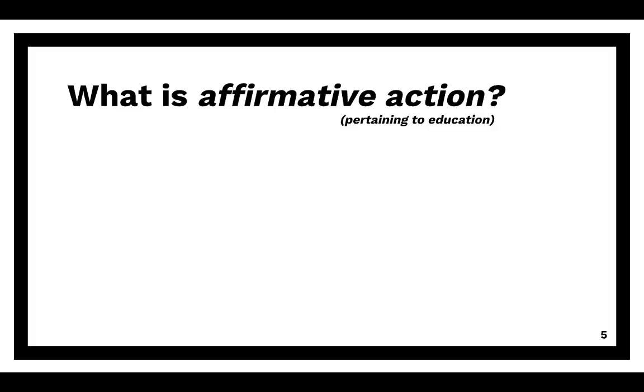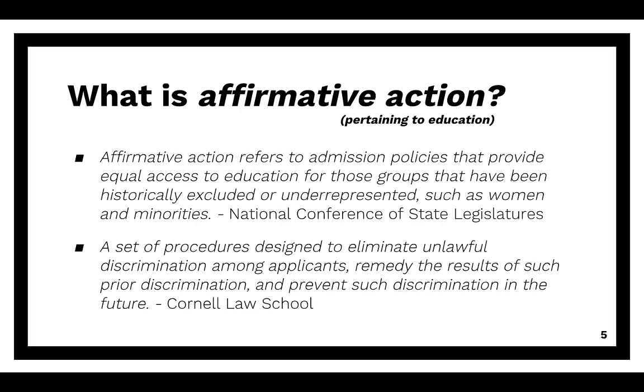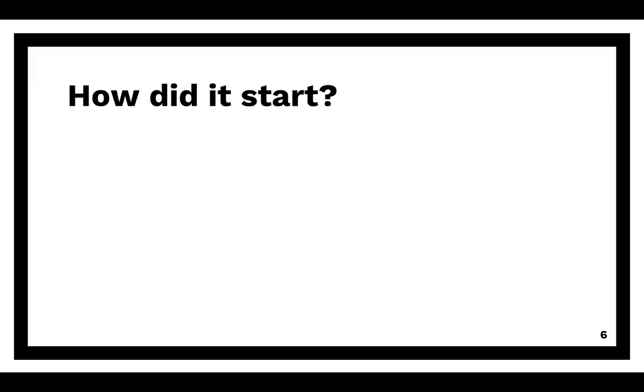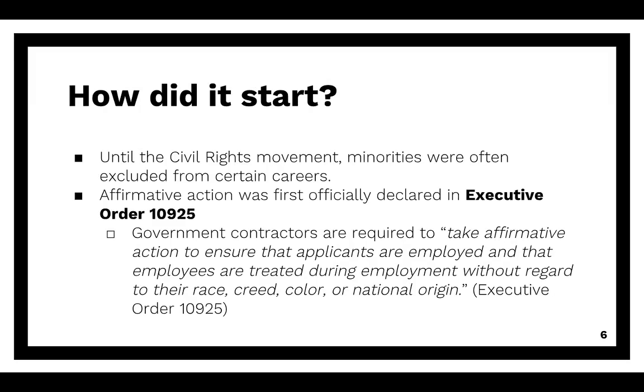Affirmative action has several definitions available that you can find on the internet. These are just two that I found below pertaining to education. Both of these focus on underrepresentation, non-discrimination, and minorities. How did it start? It really started before the Civil Rights Movement, when minorities were often excluded from certain careers. Asian Americans couldn't get promoted, while Black and Latino students and prospective employees were often denied certain positions.